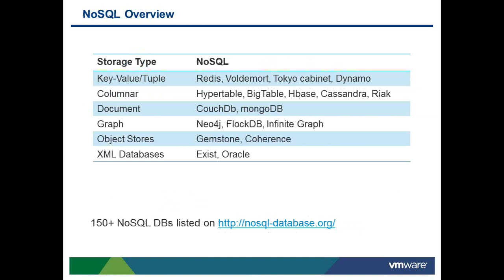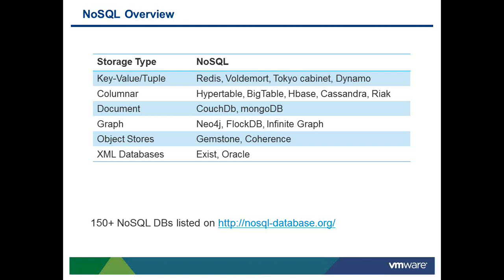So there are a couple of NoSQL storage types. One of the fundamental ones, the initial one, is the key value or tuple kind of store. There are multiple vendors in this area: Redis, Voldemort, Tokyo Cabinet, and Dynamo. And then the columnar stores, we talk about Hypertable, Bigtable, HBase, Cassandra, Riak. This is not a complete list, of course. We will be talking about a few examples.